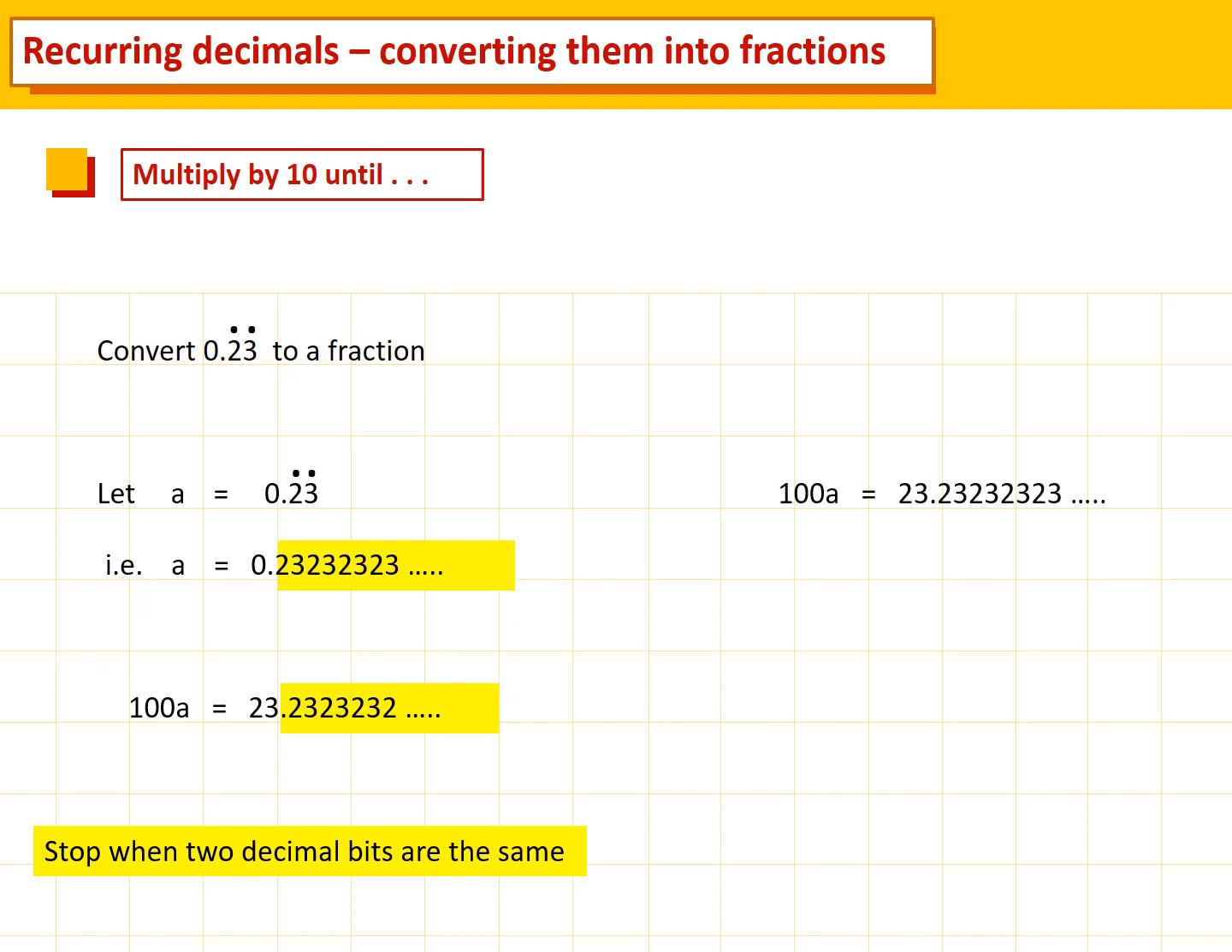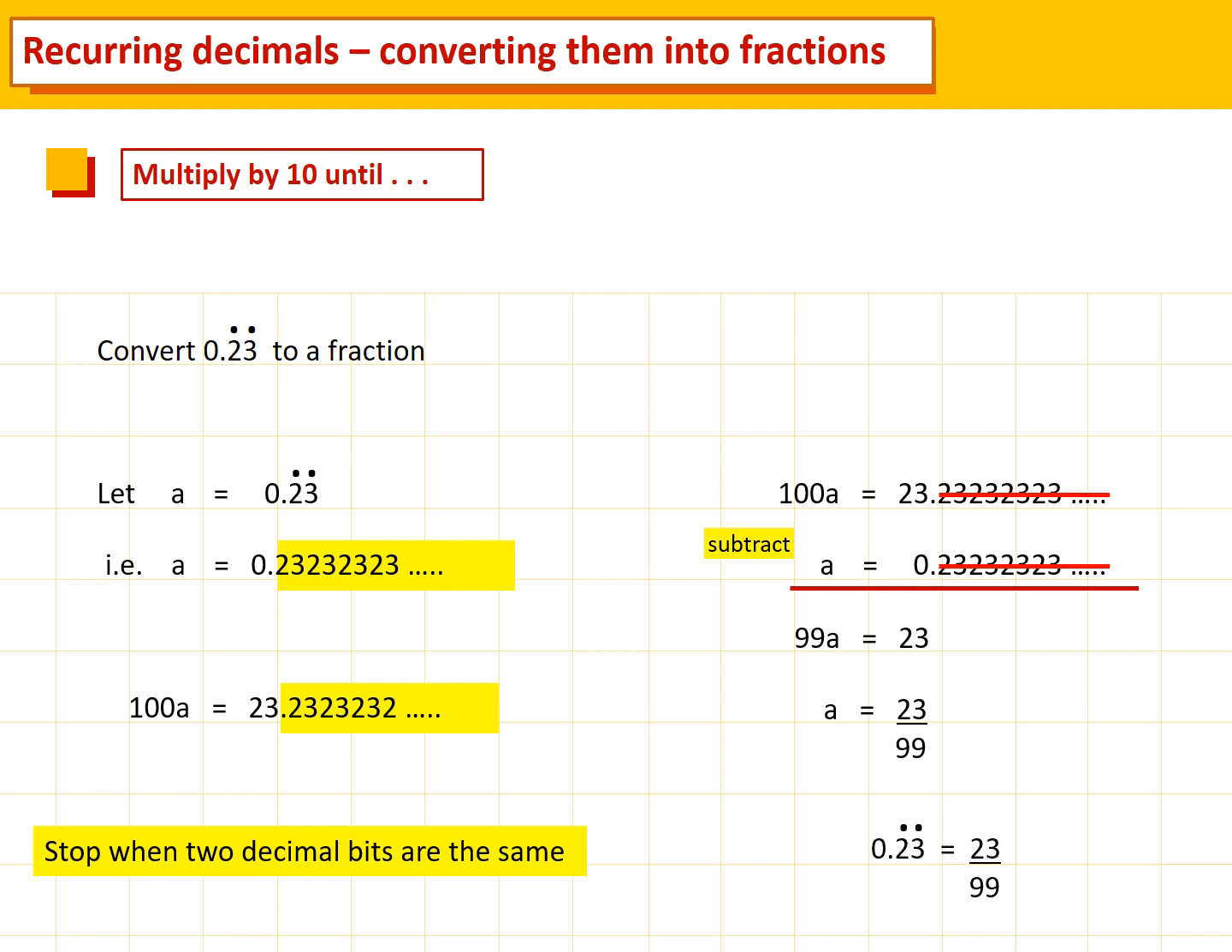So 100a, take away 1a, we're going to see those decimal parts disappear. 100a take away a is 99a, and on the right hand side we've got 23 take away 0, which is 23. To get from 99a to 1a, I divide both sides by 99. That fraction doesn't cancel down because 23 is prime, and therefore 0.23 recurring is 23 divided by 99.